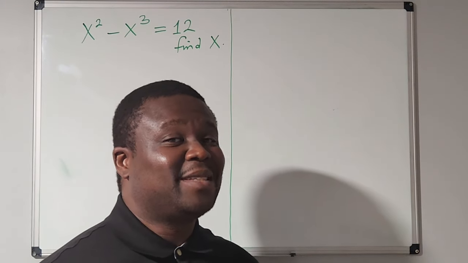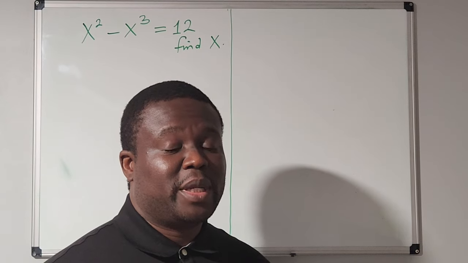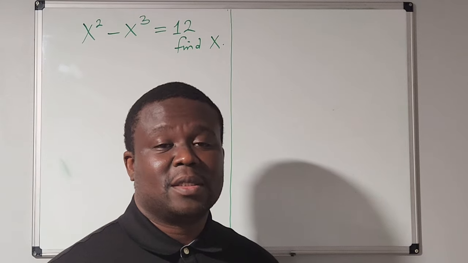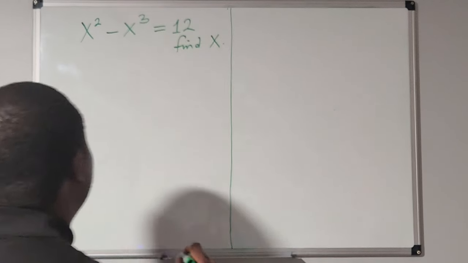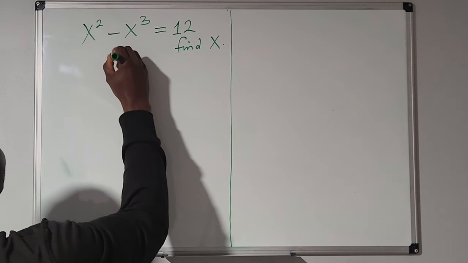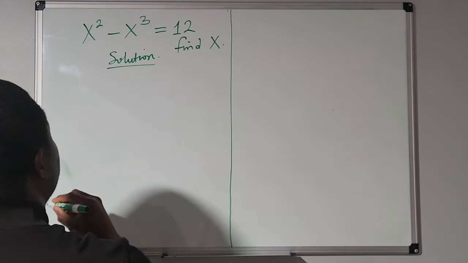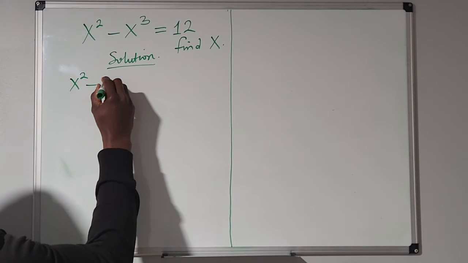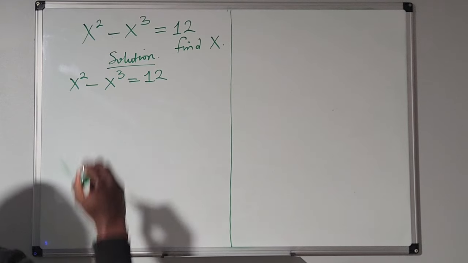We have another question on the board. We have that x raised to power 2 minus x raised to power 3 is equal to 12, and we're asked to find the value of x. Let us try to solve this question together.